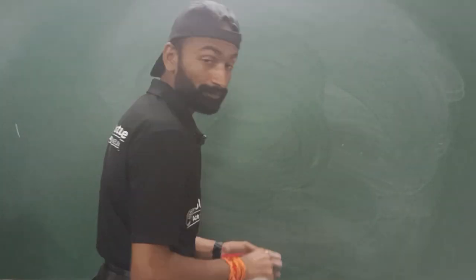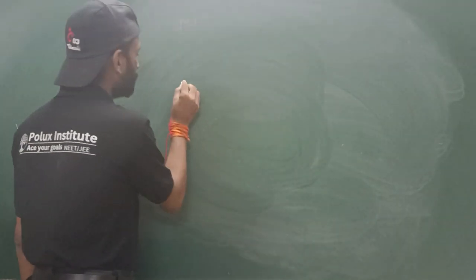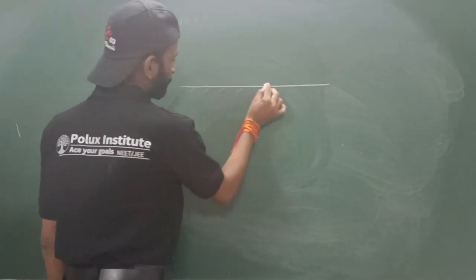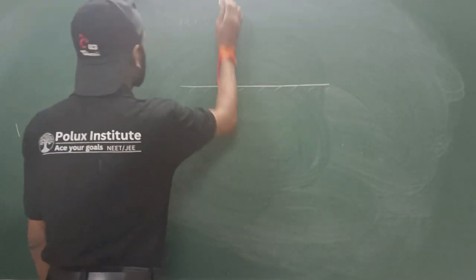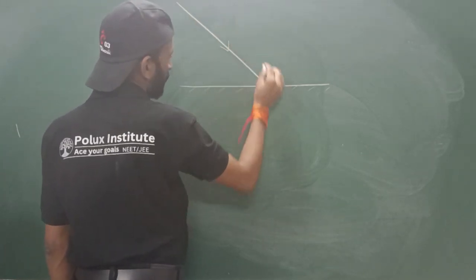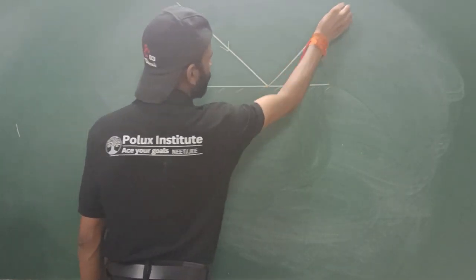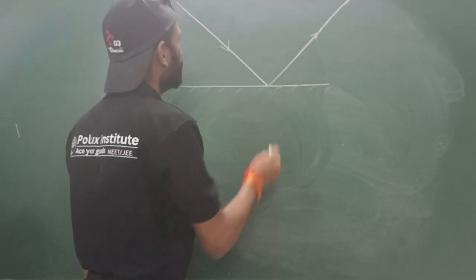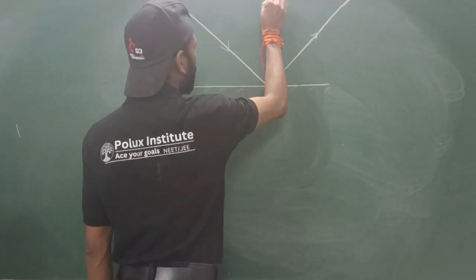Try to understand. Suppose we have a mirror or any plane surface. Light will come here, it will strike here and it will return back into the same medium. This is called reflection.